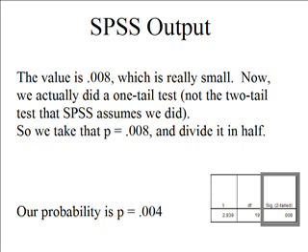Well, SPSS doesn't give you the probability for one-tailed. It only does it for two-tailed. It leaves it up to you to figure out what the probability is for a one-tailed. Fortunately, that's pretty easy to do. If you're doing a one-tailed test, you take that significance two-tailed value, in this case the 0.008, and you divide it in half. And that will give you the probability for it being a one-tailed test.